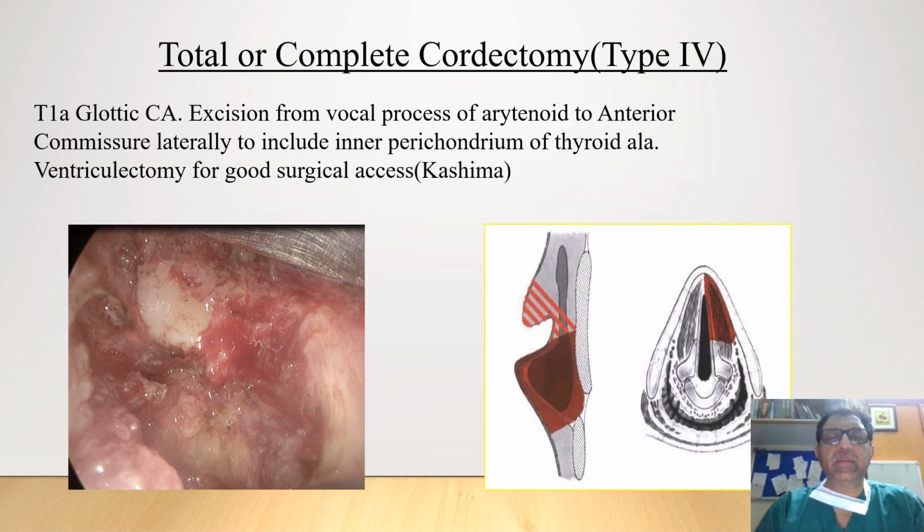Total or complete chordectomy, that is type 4 chordectomy, is done for T1A glottic cancer. Excision is from the vocal process of the arytenoid to the anterior commissure, laterally to include the inner perichondrium of the thyroid cartilage. Ventriculectomy in such cases helps in greater exposure, and to have a complete chordectomy without ventriculectomy is not possible.